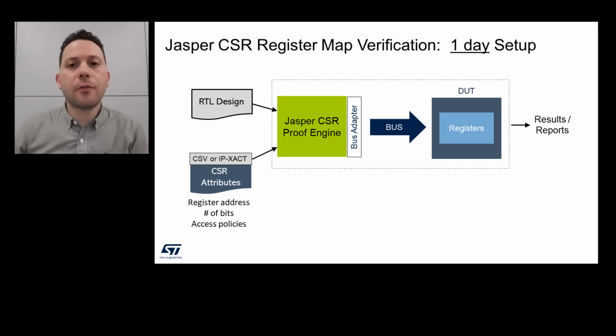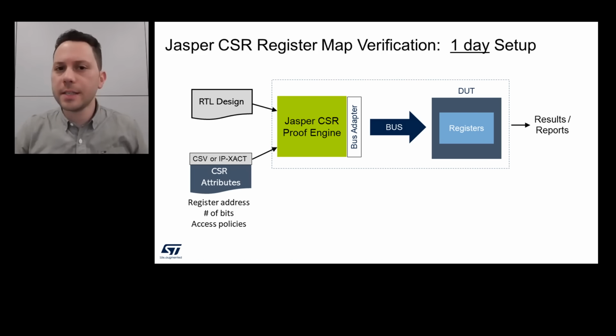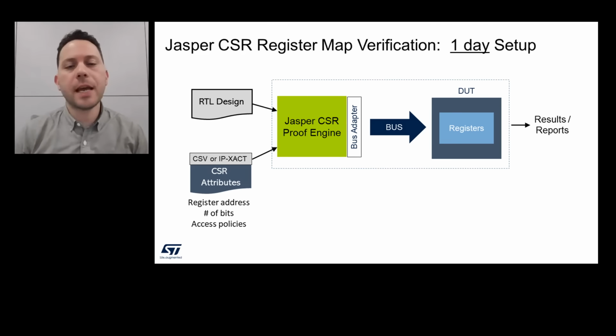The Jasper CSR formal has a lot of automation. Our verification engineers don't need to write assertions, so they don't need any formal or SystemVerilog expertise. We wrote the CSR attributes in only 1 day, so it was much faster to set up than UVM. We only had 3 steps with Jasper CSR. The first one is to write the CSR attributes based on the design specification.